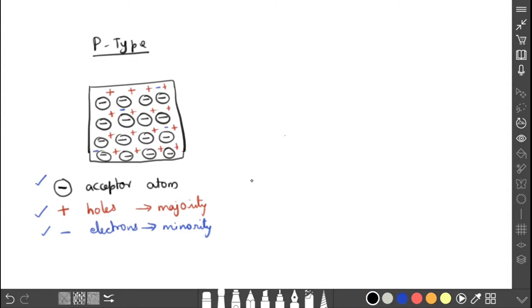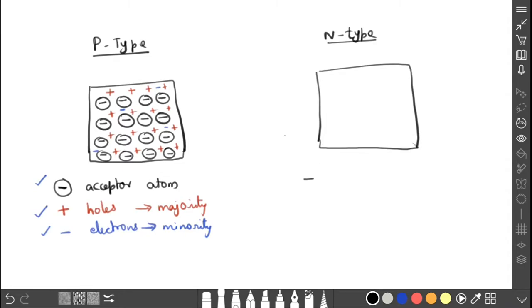So the same thing we are going to discuss for N-type also. N-type consists of donor atoms. Now you see this. The donor atom is represented by a plus symbol. Why? Because the atoms have excess electrons and are ready to donate the electrons. That's why I used the plus symbol. So this N-type consists of donor atoms.